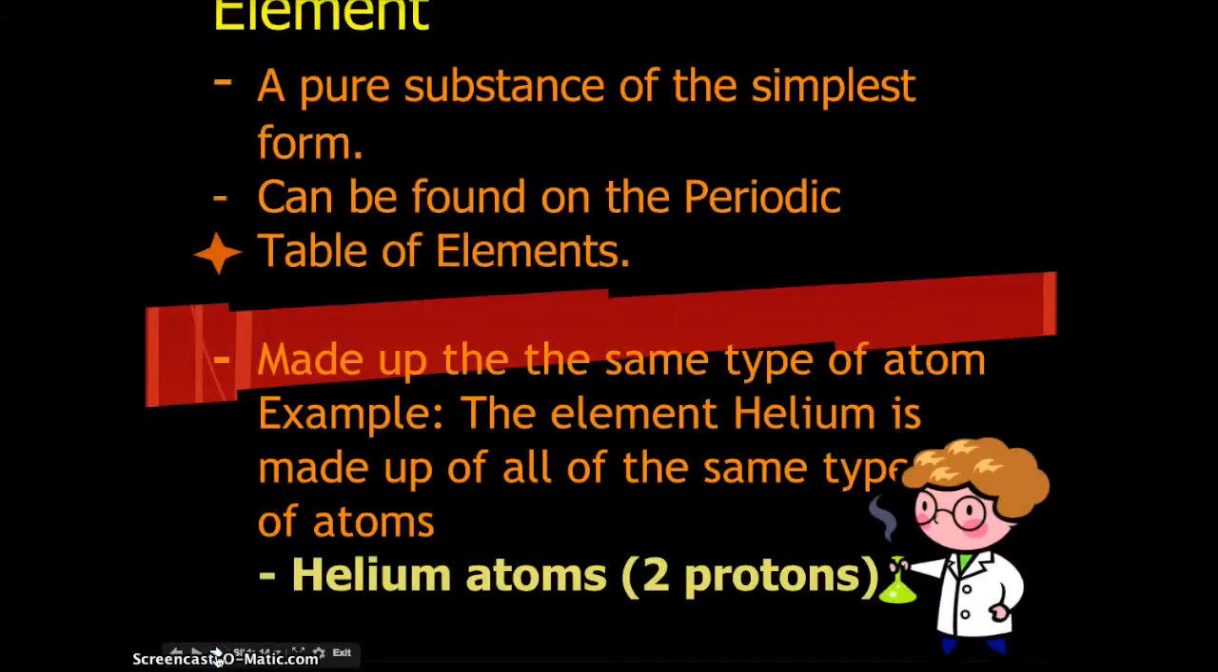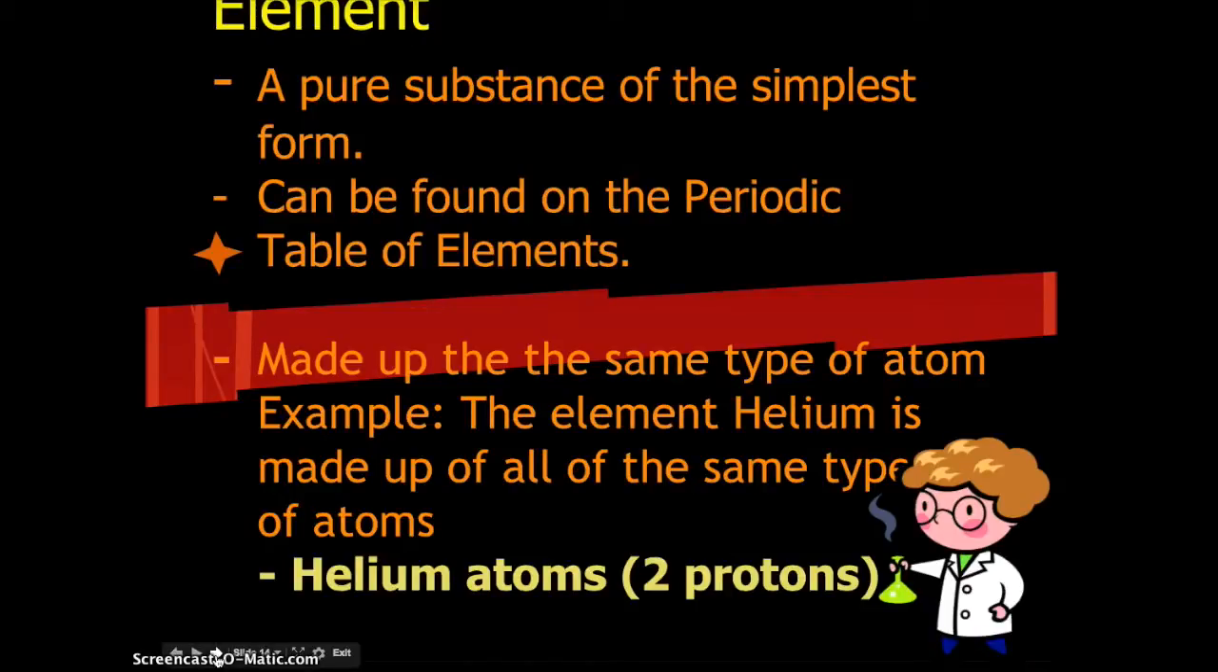Now, to be more specific, an element is a pure substance of the simplest form. They can all be found on the periodic table of elements, and they're made up of the same type of atom. So for example, the element helium, or for that matter carbon or hydrogen or any of the elements, basically each of those have their own type of atom that are all the same. So helium, for example, every helium atom has 2 protons.